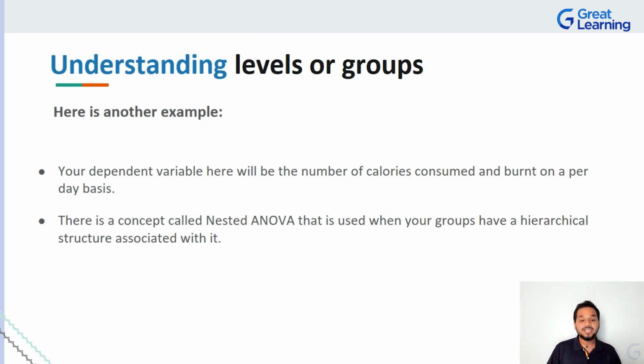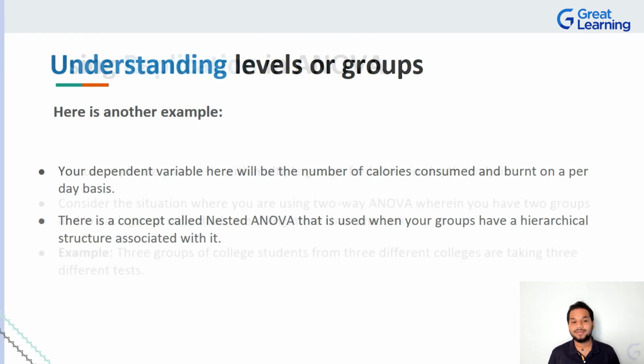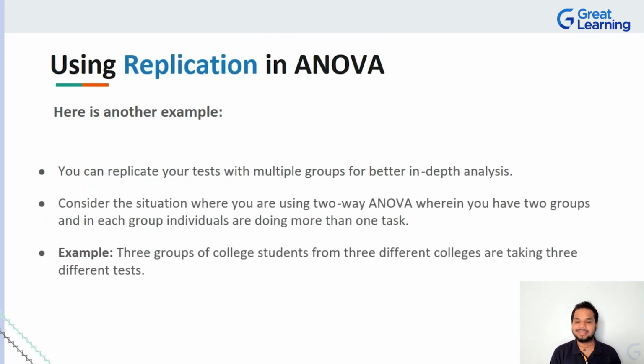Pretty simple, right? So once you start building each of these relationships, one under the other, the concept called nested ANOVA comes into the picture. Because right now your groups not only are individual groups on their own, but these groups have a certain hierarchical structure associated with them, right? One group only diets, one group only exercises, but then there's a combination of both, another group who will do exercise and also do certain dieting, right?